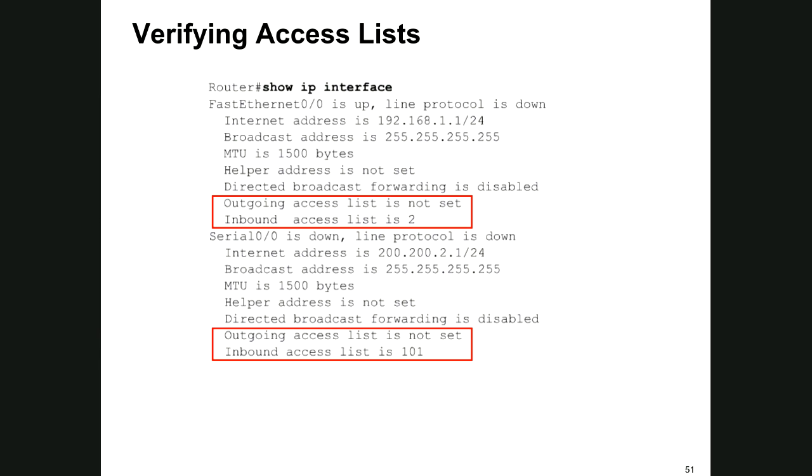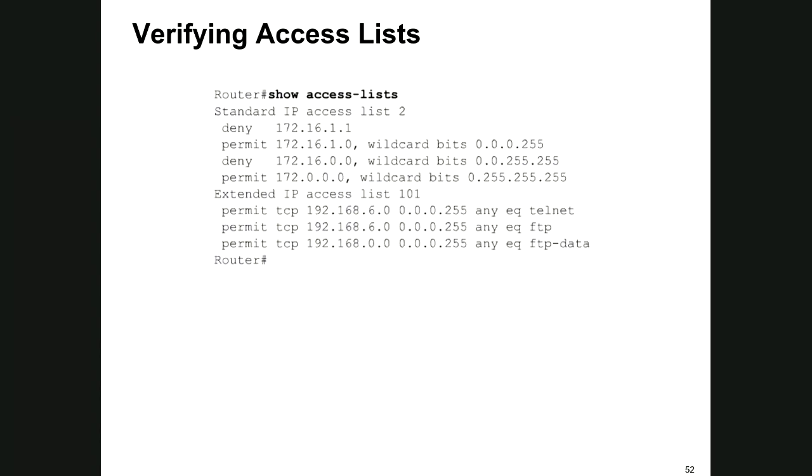Okay, to verify access control lists, we can type the command show IP interface. And it'll show us inbound and outbound access control lists that have been set or have not been set. In this case, an inbound access control list was number 2, and the inbound access control list in the serial port was 101. We can also type the command show access lists, and we'll see them in there as well.